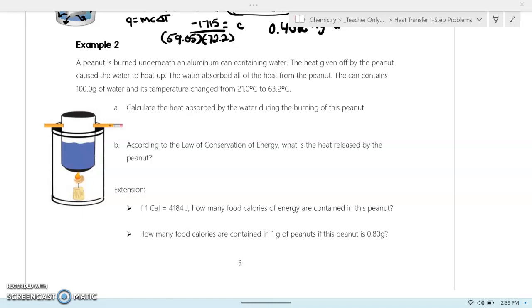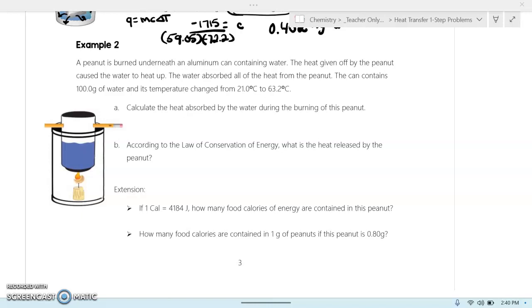This is part 2 of the heat transfer calorimetry video for our notes for thermochemistry. So we are looking at example 2, where we're going to be finding the calories burned in a food sample using this little makeshift calorimeter here.